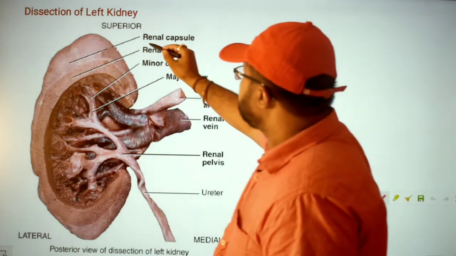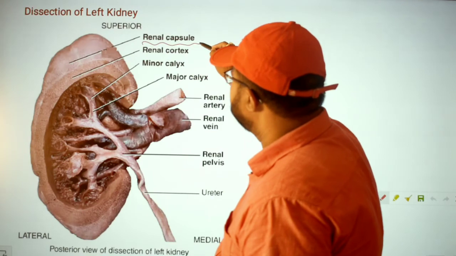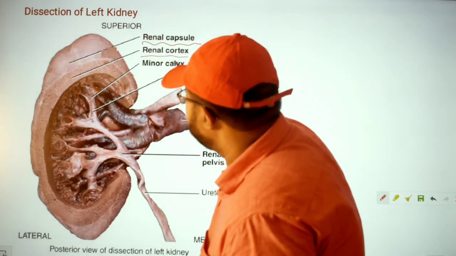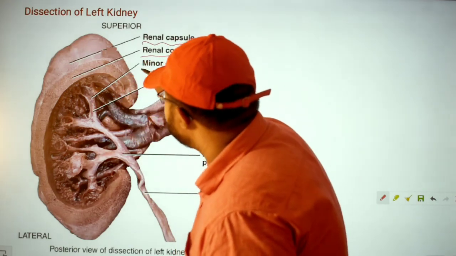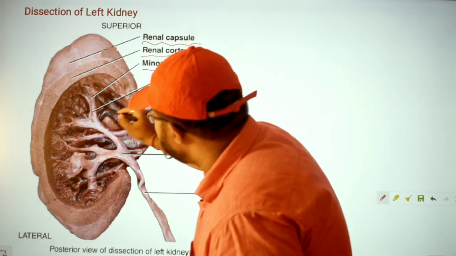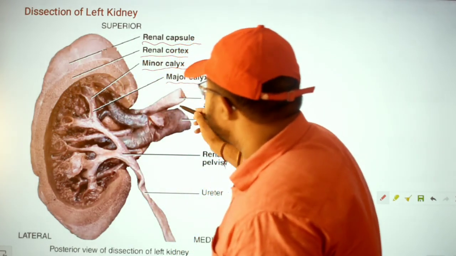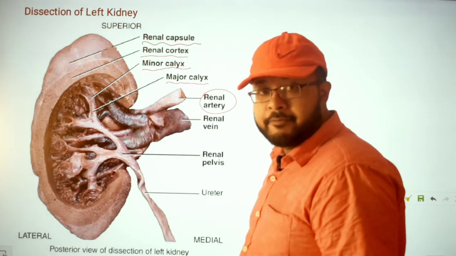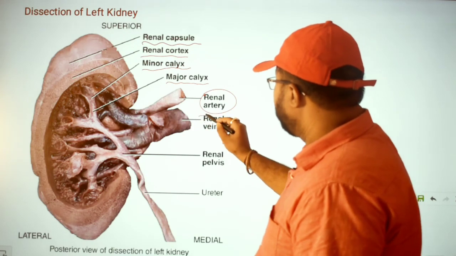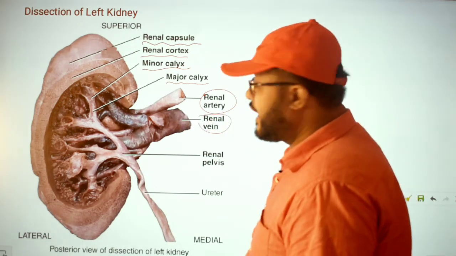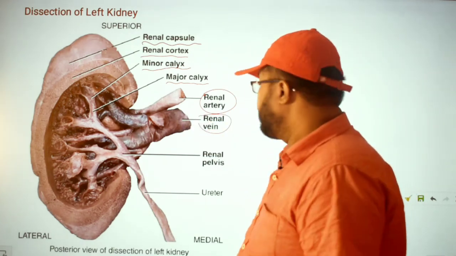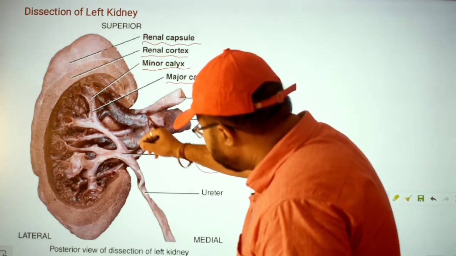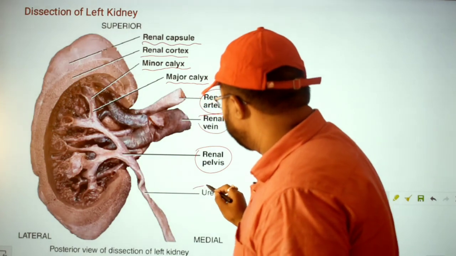The outermost covering is called the renal capsule. This region is called the renal cortex. This is the minor calyx. This is the major calyx. This is the renal artery that supplies oxygenated blood to the kidney. This is the renal vein that collects deoxygenated blood from the kidney. This is the renal pelvis, and this structure is called the ureter.